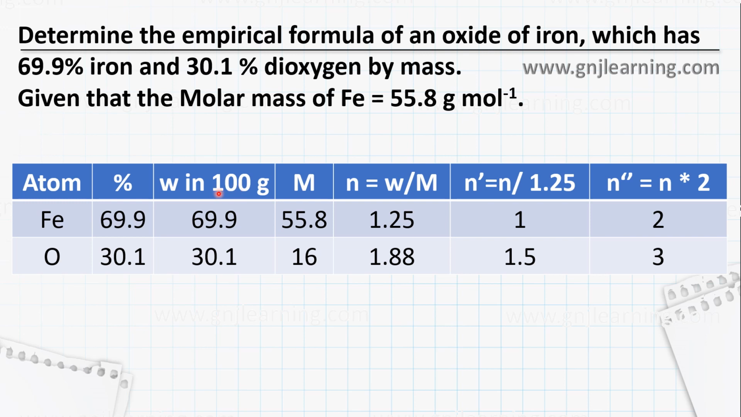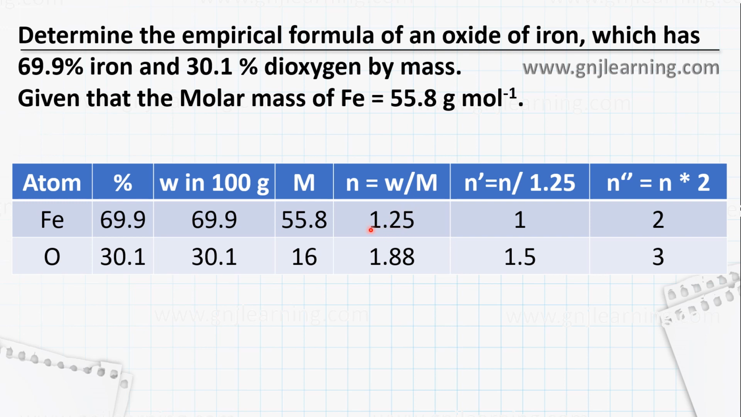So if I am assuming it as 100 grams, you can easily get the mass of iron present in it. That is 69.9, and 30.1. I know the molar mass: molar mass of iron is given and molar mass of oxygen is 16. So since I know the mass, I can find the number of moles of iron and of O present in this mass using this formula, N is equal to mass divided by molar mass.